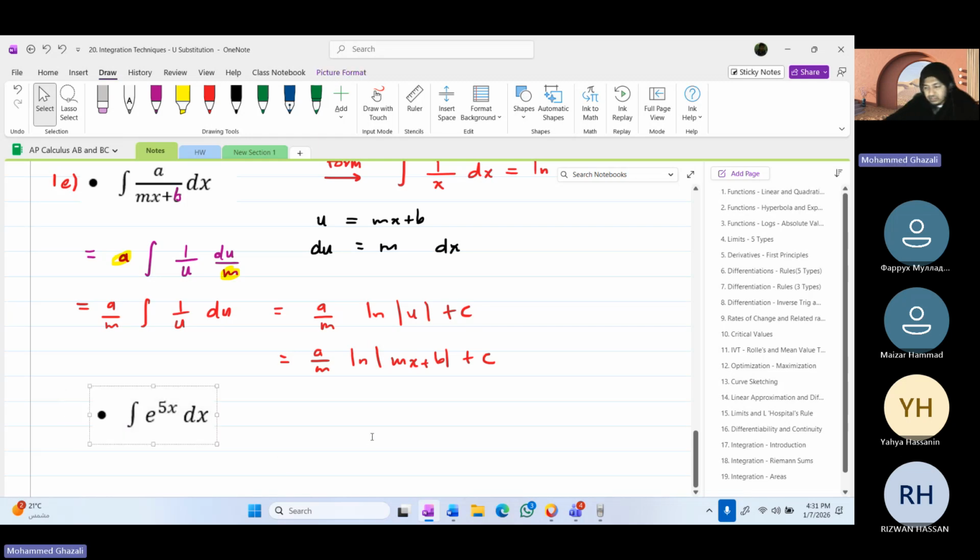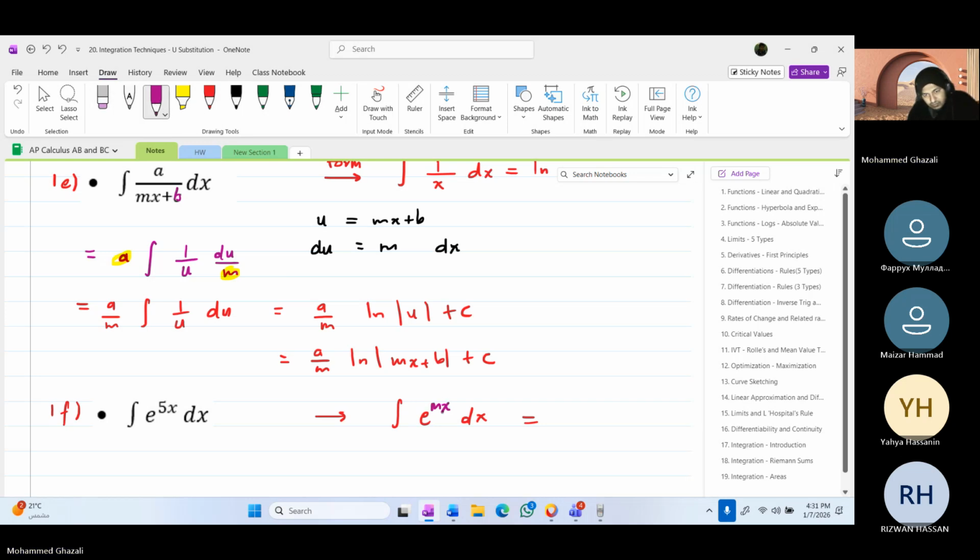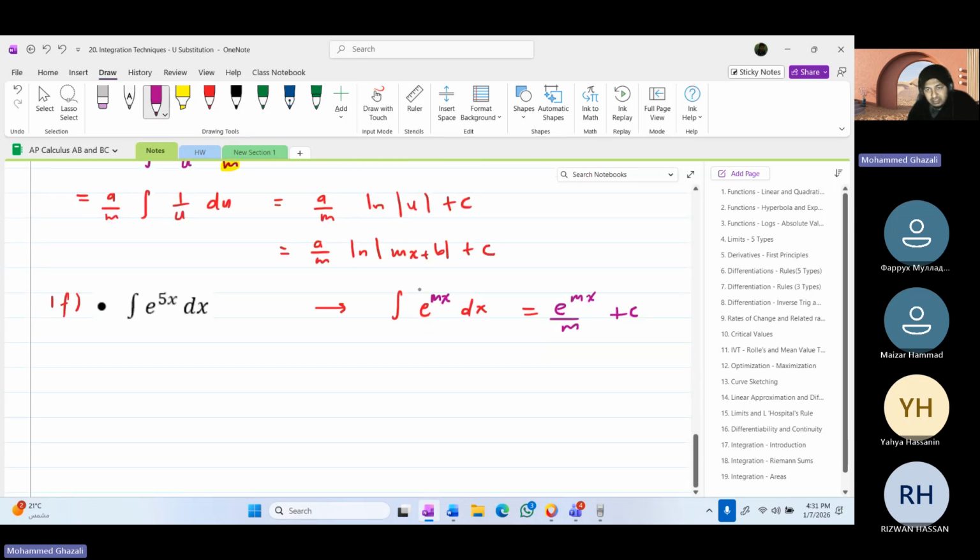Now, this is an exponential form. So when you have rational forms like these, you will most likely get ln forms. Now, this is in the form integral of e to the power x dx. But now let's make it mx dx. So it's just e to the power mx over m, plus c. That's the form of the integral.